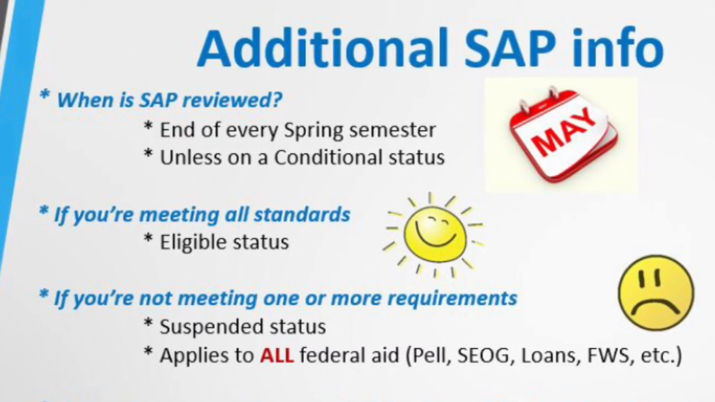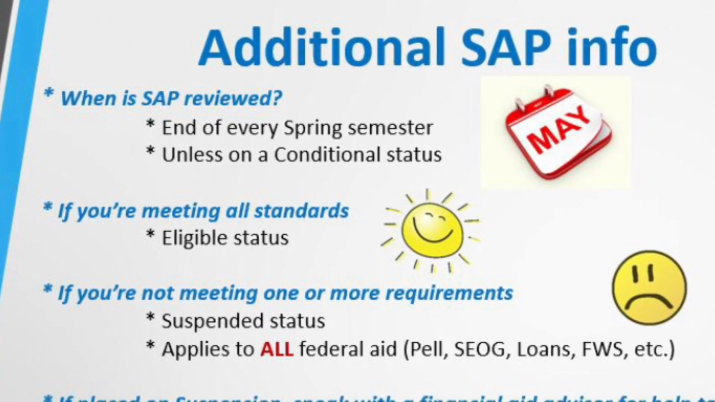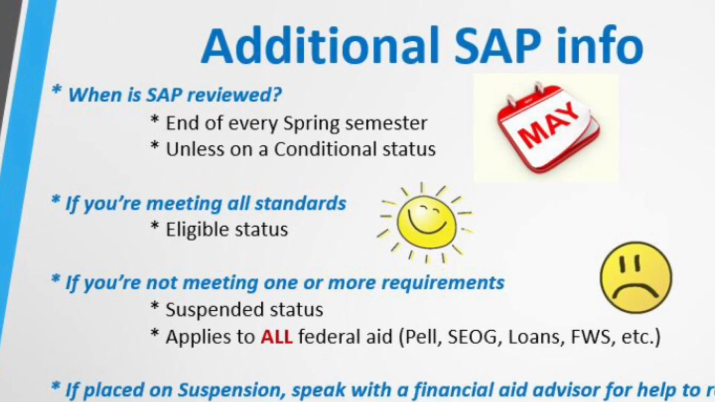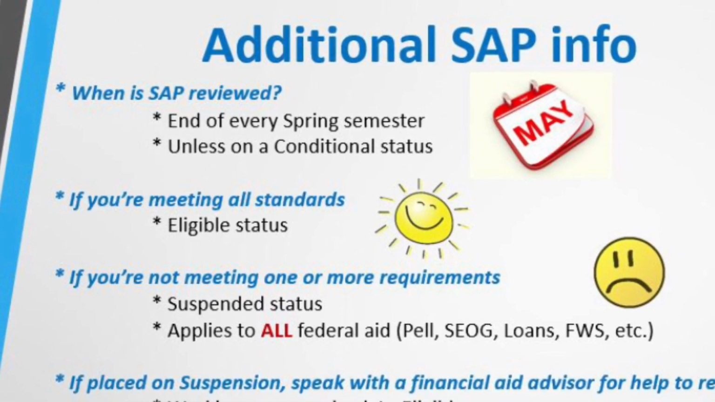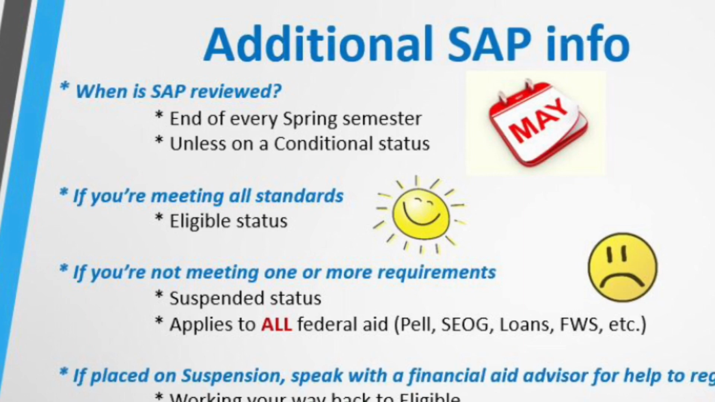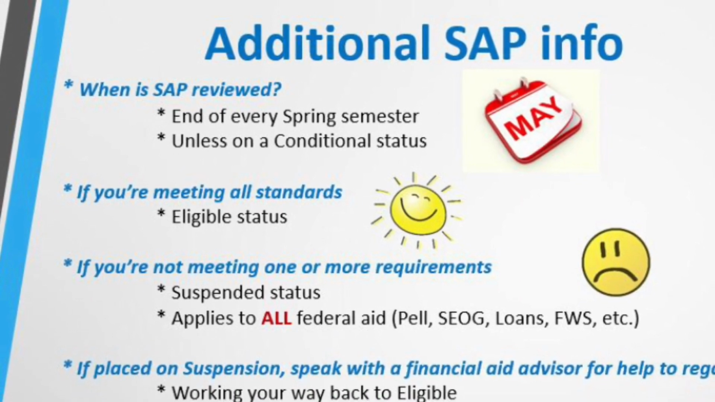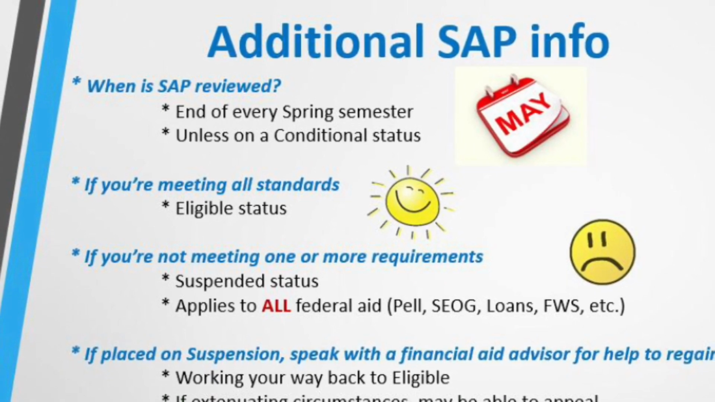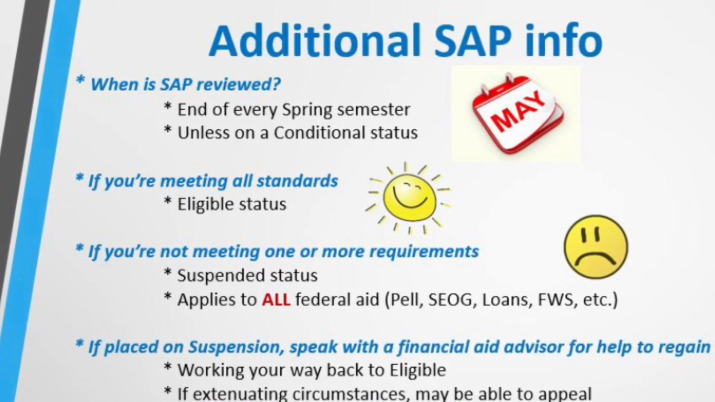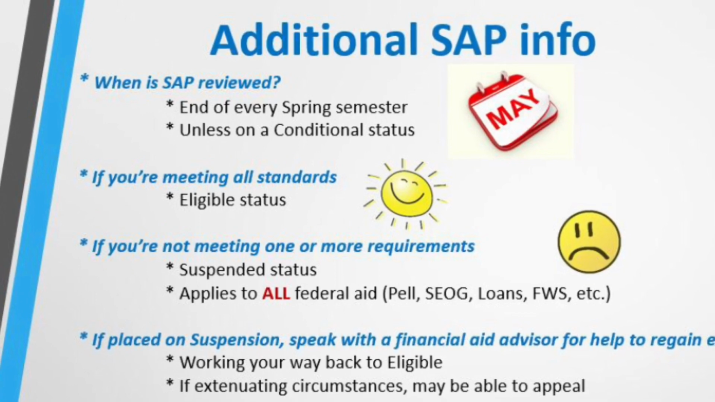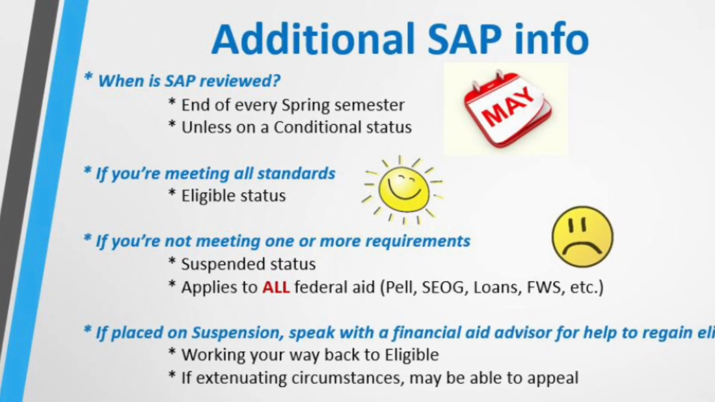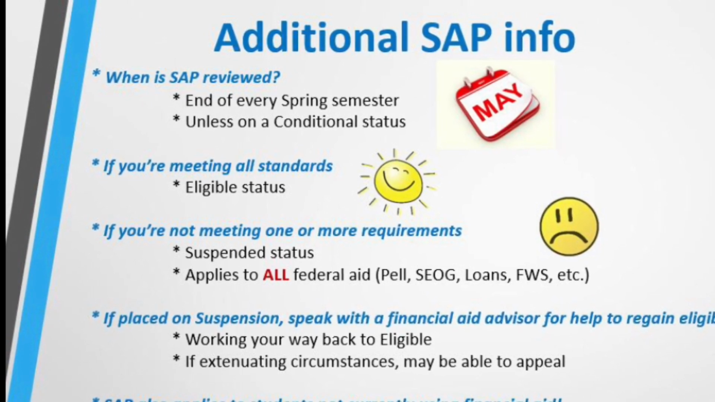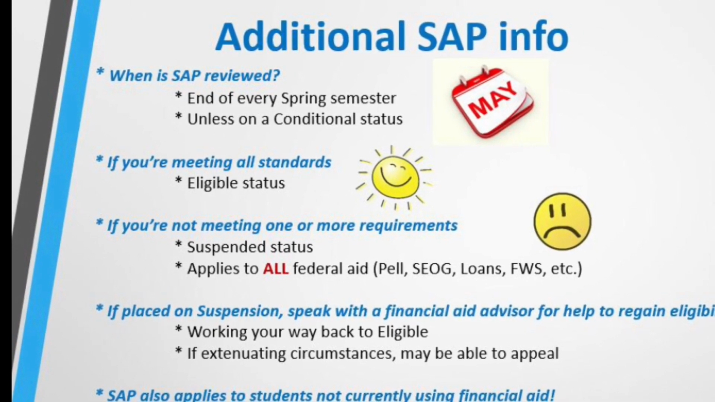If you are not meeting those requirements, then you go to suspended status. When you are on a suspended status, you are no longer eligible for any federal student aid, and that includes the federal Pell Grant, federal work study, federal SEOG grant, and federal student loans. If you're placed on a suspension, you will want to speak with a financial aid advisor to determine your options. In most cases, students will have to self-pay for their courses until they are meeting those requirements again.